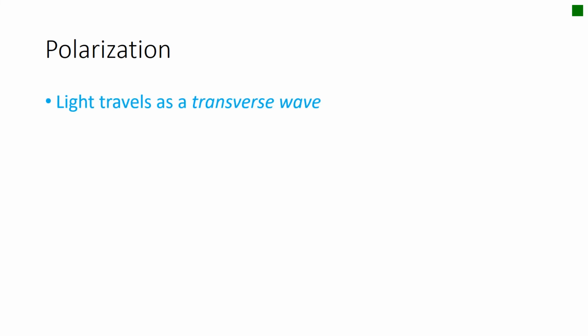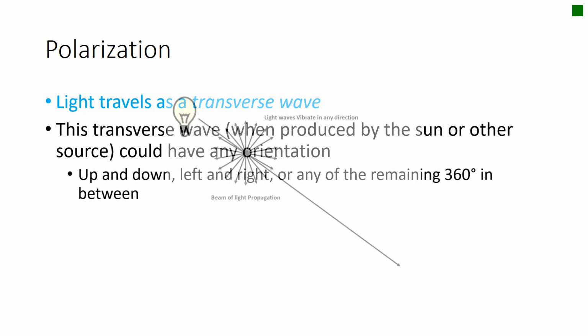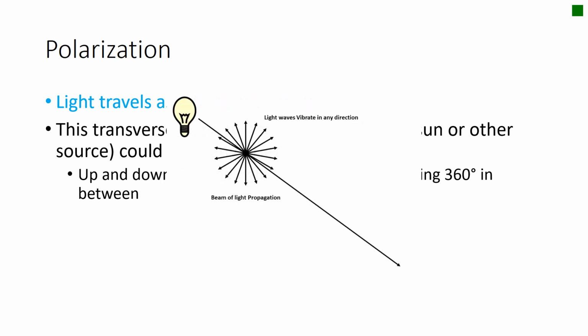Light travels, we should know, as a transverse electromagnetic wave. Transverse waves have oscillations that are perpendicular at right angles to the direction the wave is moving. Transverse waves can be oriented in any of the 360 degrees. So they could be up and down, left and right, 45-degree angles in between them, it doesn't matter. And so when these transverse waves leave a light source, leave the sun, they're traveling in all of these different 360-degree possible directions. There's no organization, there's no rhyme or reason. It's completely random what direction they're facing.